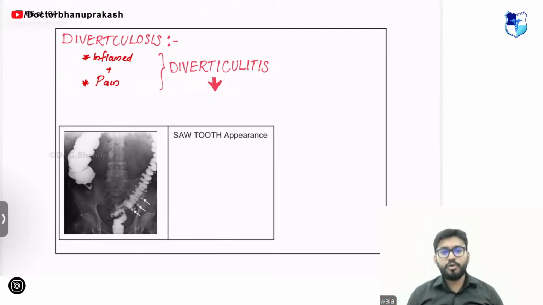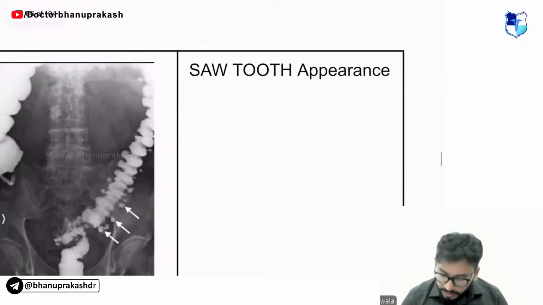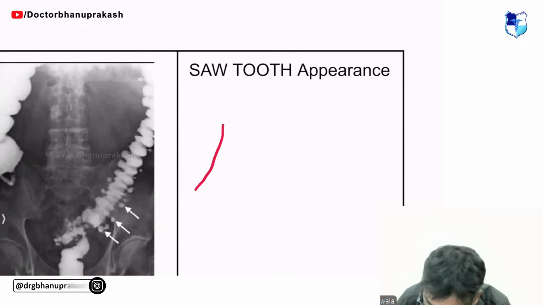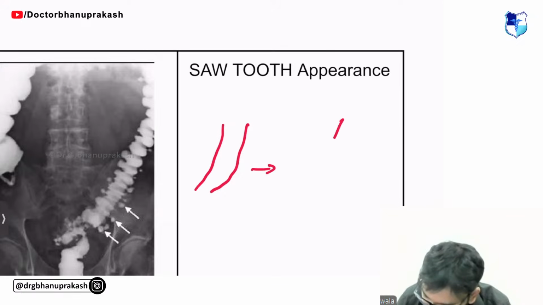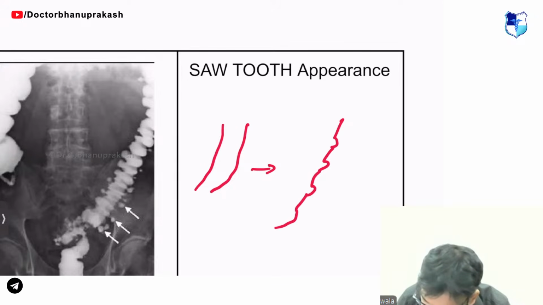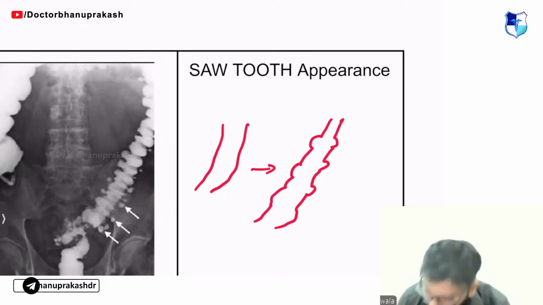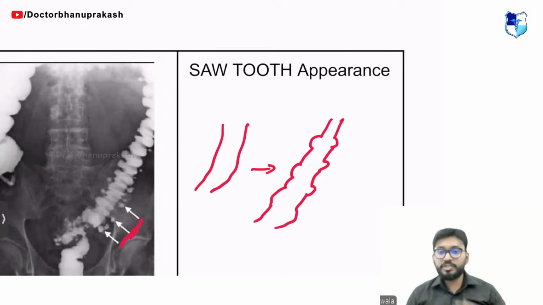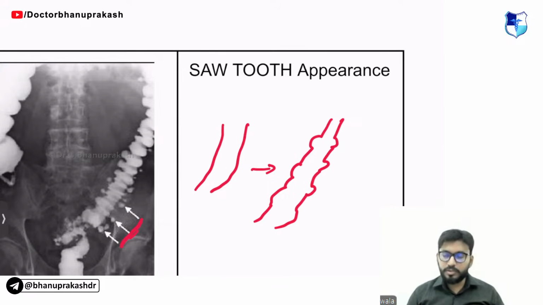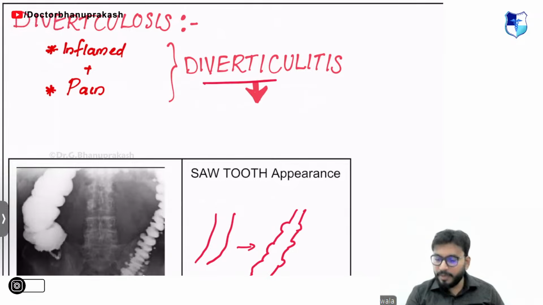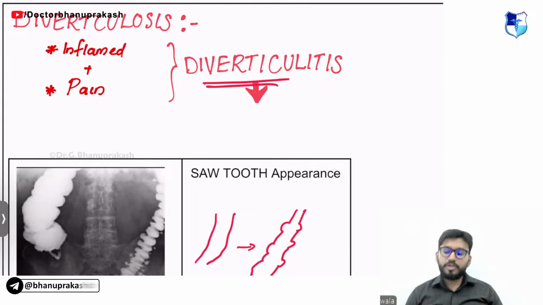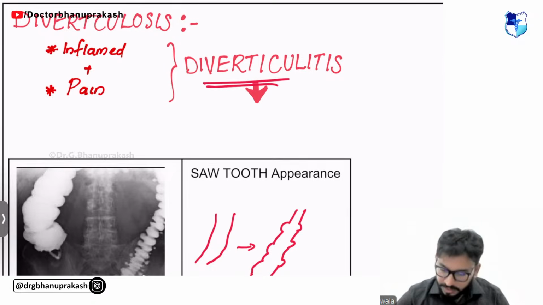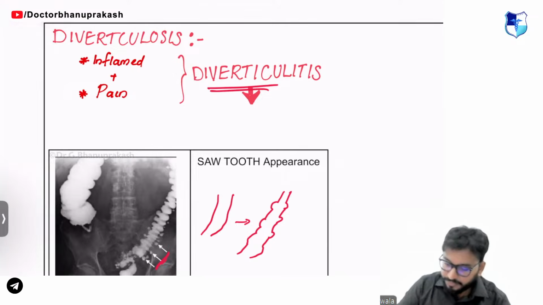Look at this, guys. Diverticulosis. Can you see the sawtooth appearance? If this is the normal large bowel, what happens is that there is multiple outpouching in the large bowel wall, and this gives the sawtooth appearance of diverticulosis. Itis means inflammation. So whenever there is pain and inflammation, it becomes diverticulitis. Diverticulosis is painless, but once it becomes inflamed and painful, it becomes diverticulitis.